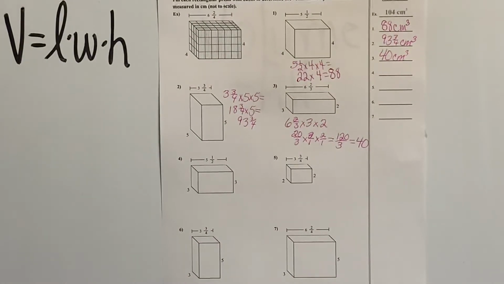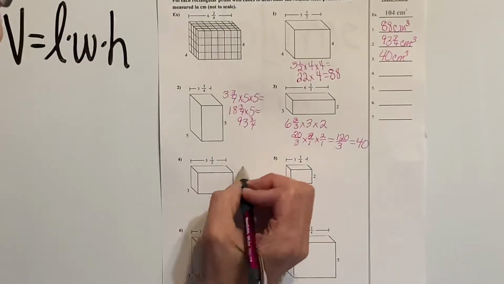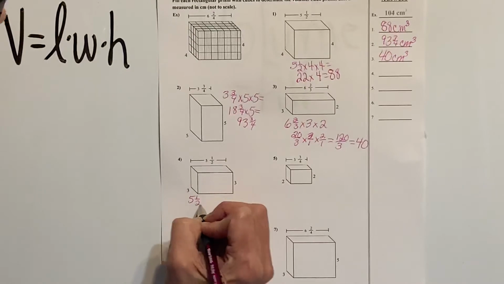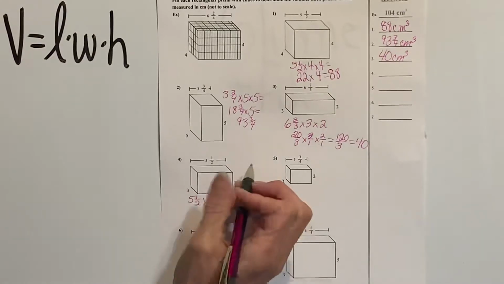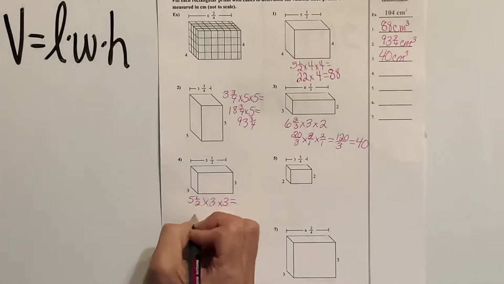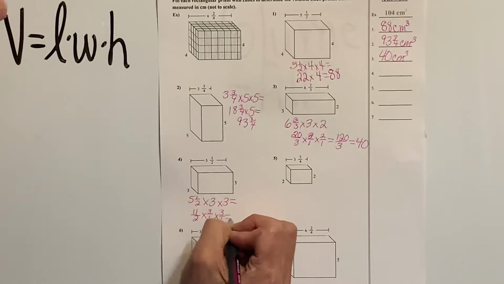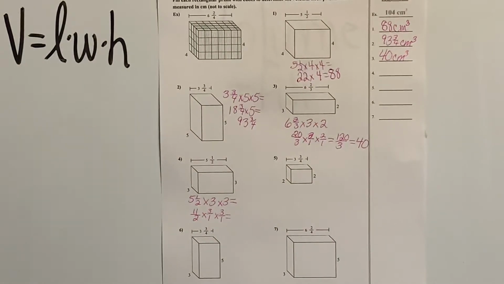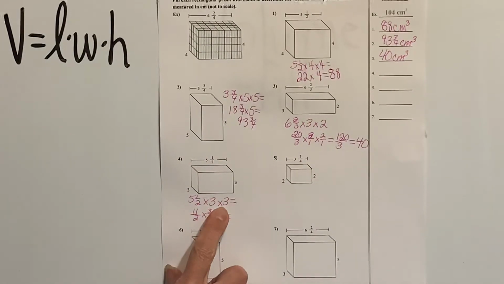All right, so number 4. Number 4 is, the length is 5.5. The width is 3, and the height is 3. So we have 5.5, which would be 11 halves, times 3/1 times 3/1. Because 3/1, remember we said that denotes a whole number, because 3 divided by 1 is 3.